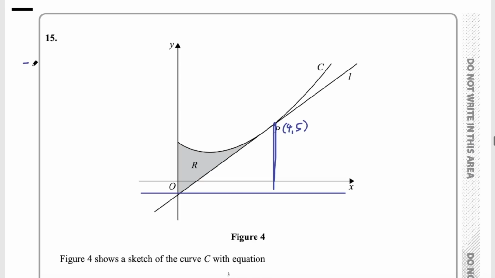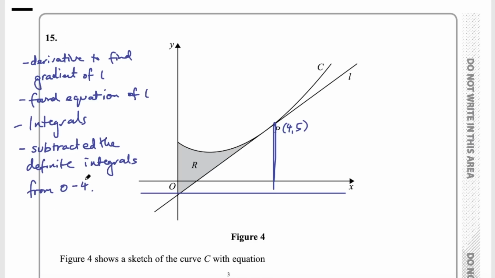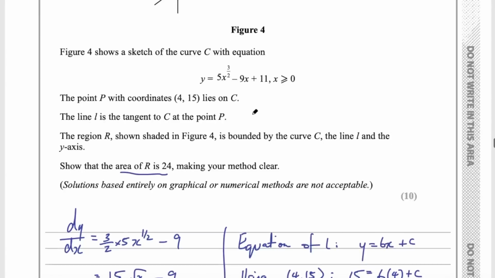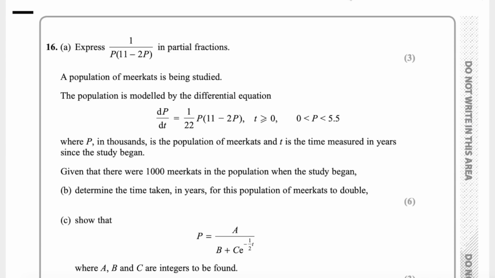Just to reiterate the steps, I took the derivative to find the gradient of L, then I found the equation of L, then I took the integrals, then I subtracted the definite integrals from 0 to 4. So a few steps there to get to the final answer, and that was a total of 10 marks for question 15. Question 16 part A says express 1 over p multiplied by 11 minus 2p in partial fractions.